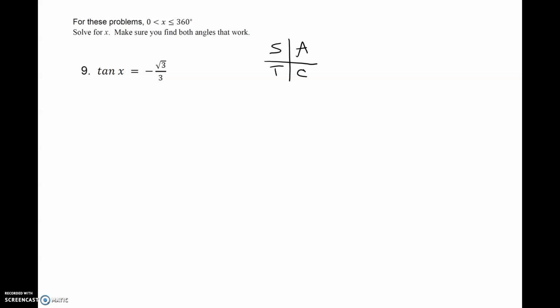Okay, so it says for these problems, x is between 0 and 360, not including 0, possibly including 360. It says solve for x. Make sure you find both angles that work. And we know that there's two angles here because, in this case, the tangent is negative, and that happens in 2 quadrants. Now, in the first quadrant, nothing's negative, they're all positive, so we know we're not looking there. And the tangent is positive here, and the tangent is negative, of course, so we're not looking there.